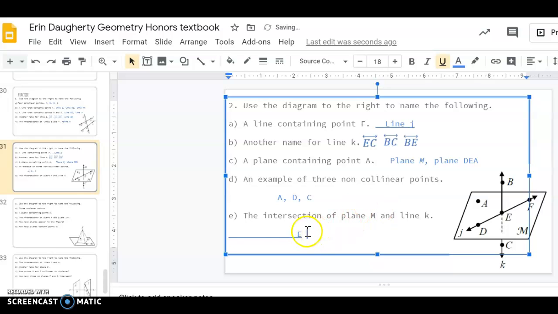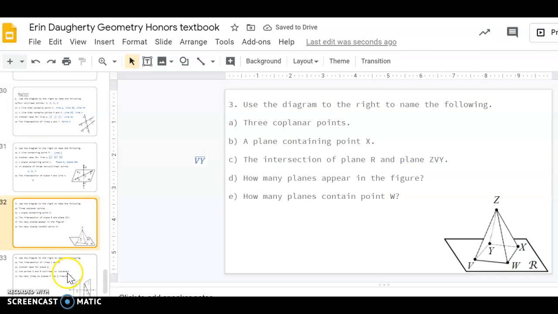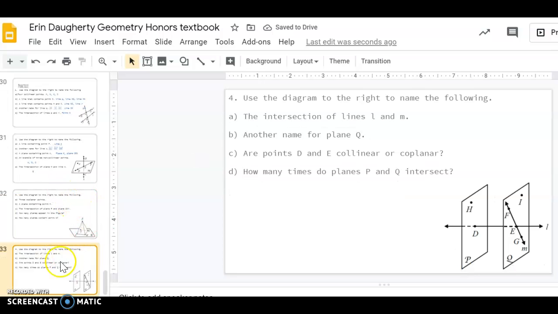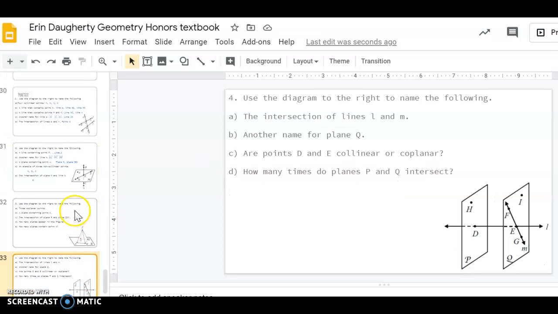Okay, all right, so that concludes our lesson for today. I would love for you to go ahead and complete the next 2 slides on your own, just for practice.